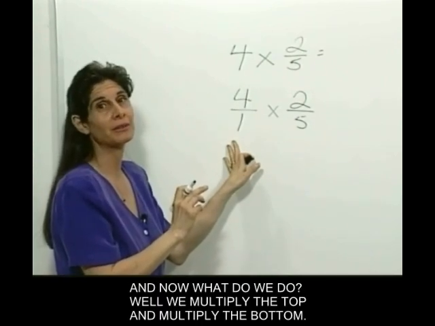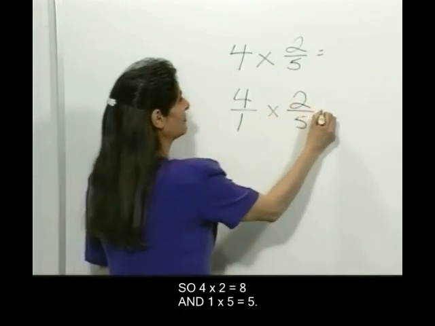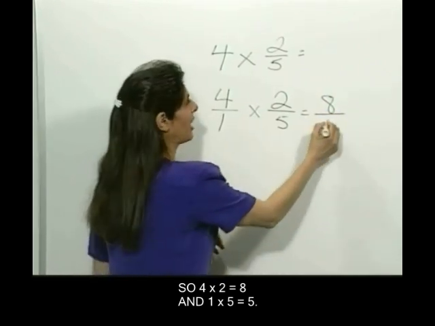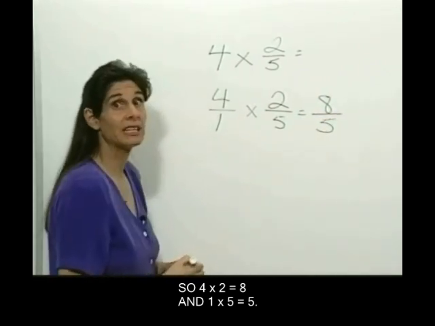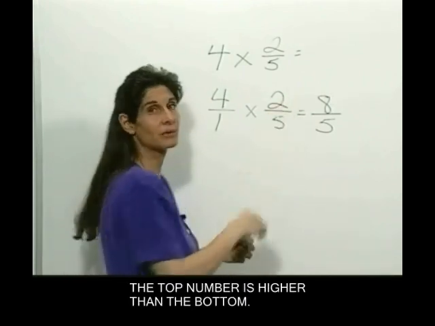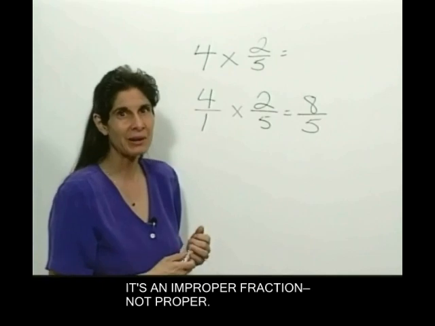And now what do we do? Well, we multiply the top and multiply the bottom. So 4 times 2 is 8, and 1 times 5 is 5. Can we leave the fraction like that? No, we can't. The top number is higher than the bottom. It's an improper fraction, not proper. What are we going to do?